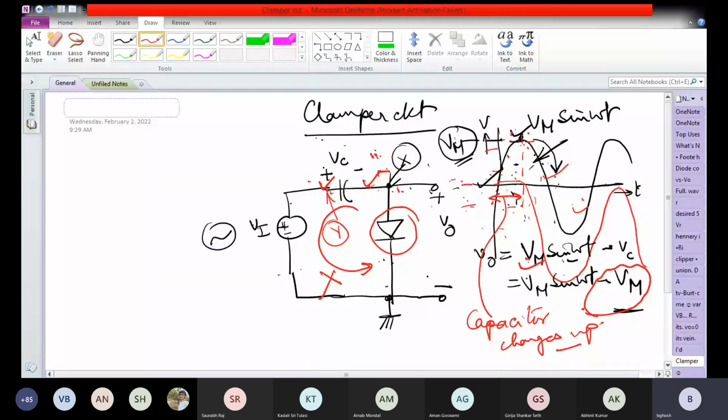Okay. So therefore, whatever happens to the input voltage, the output voltage is going to follow, because the voltage across the capacitor has to be held at Vm. So whatever happens here, this will happen. The voltage at point X will be the voltage at point Y minus Vm. So this is the waveform, the red one, which is the voltage at point X.